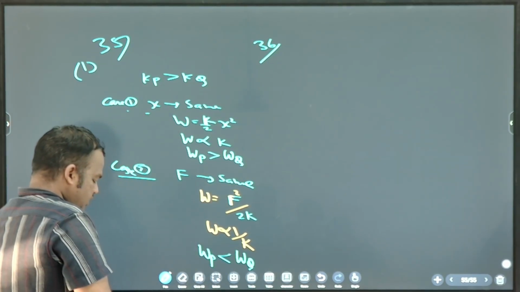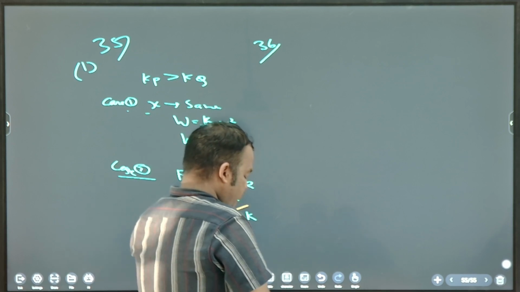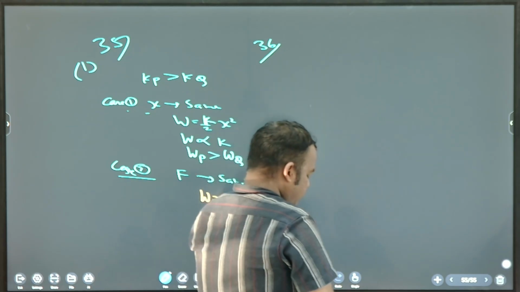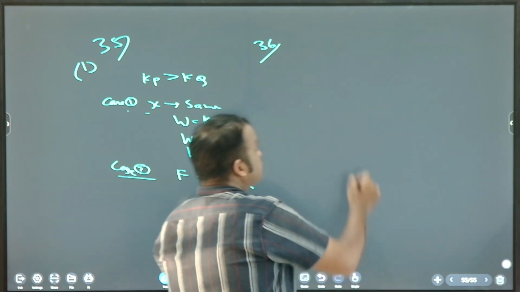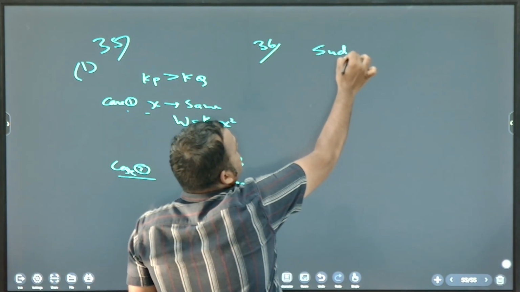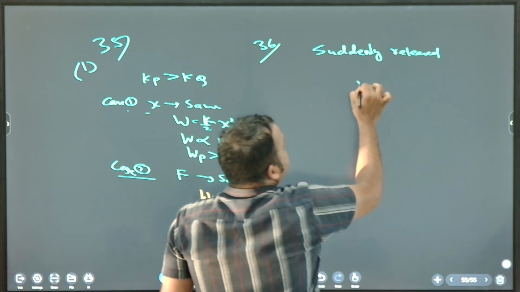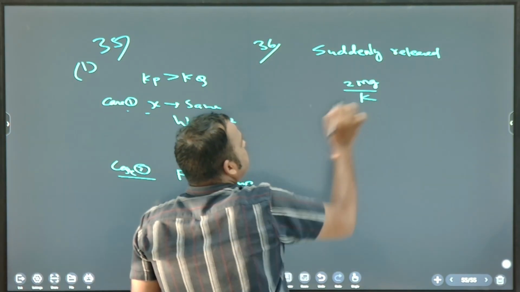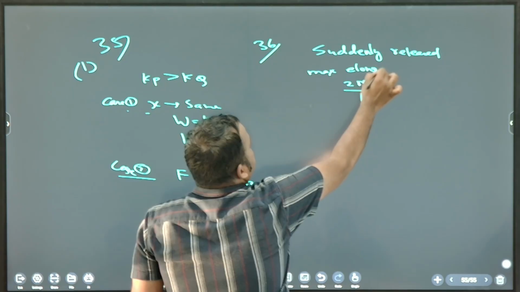A block of mass M is attached to the lower end of a vertical spring. The spring is hung from the ceiling. The mass is released from rest. Maximum extension. So it is suddenly released. What is the maximum elongation? 2 mg by k. Very good. 2 mg by k. Maximum elongation.